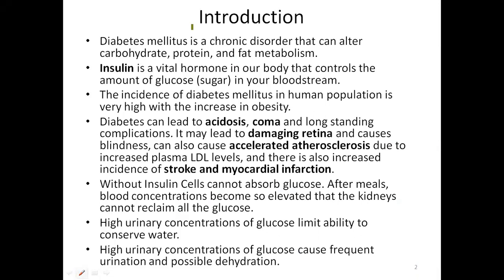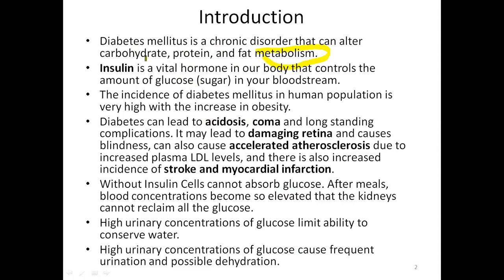So with respect to diabetes mellitus, it is a chronic disorder which impairs the metabolism of the body. The first important thing is that it is a metabolic disorder. The condition of diabetes mellitus will impair carbohydrate metabolism, protein metabolism, and fat metabolism in the body. As a result, it leads to many complications.